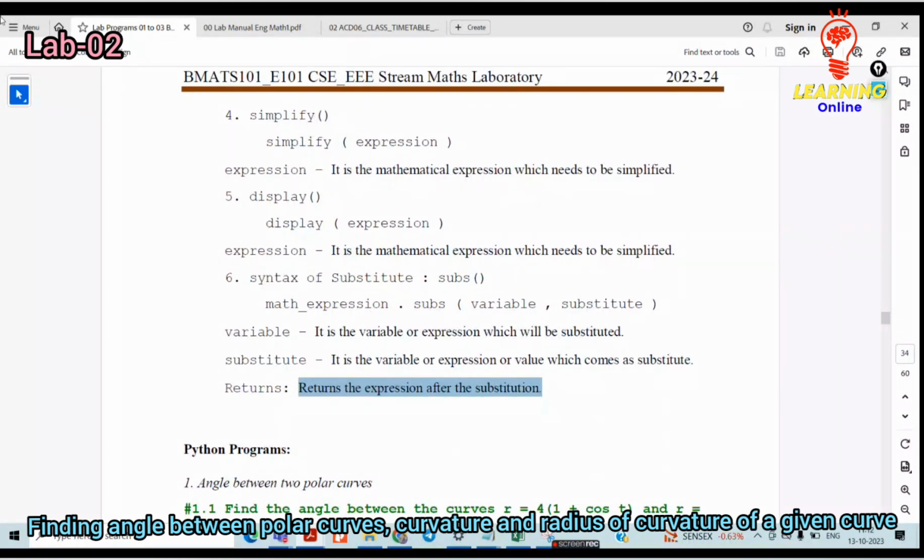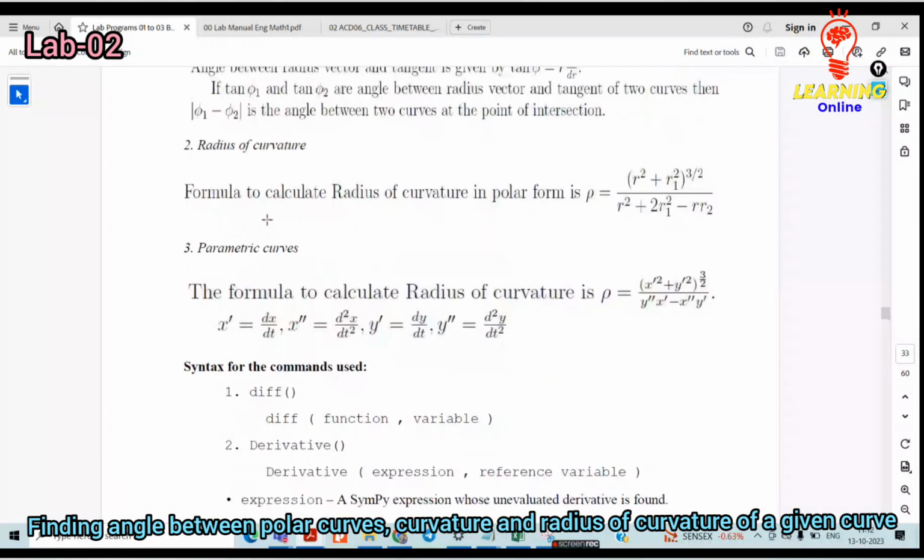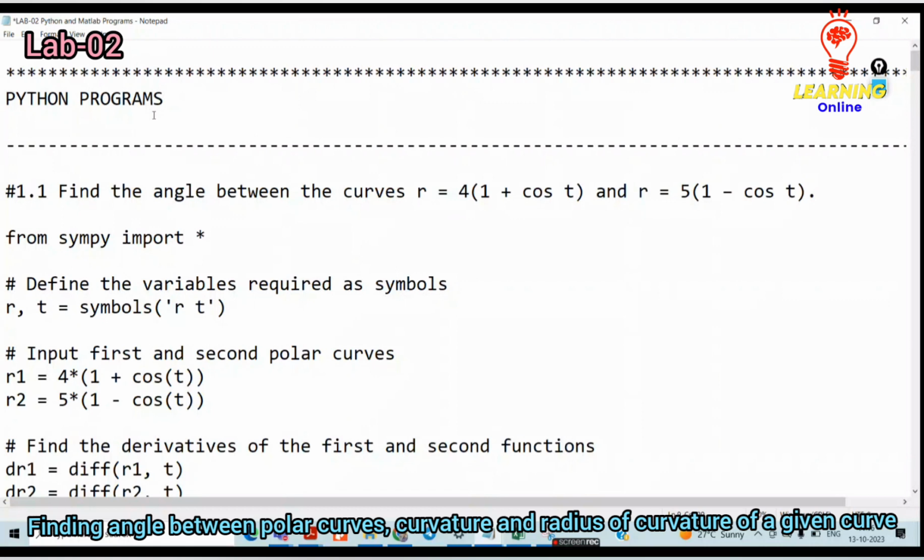This is the theoretical concept that is required. Hope you understood this. Now we can discuss the Python programs.